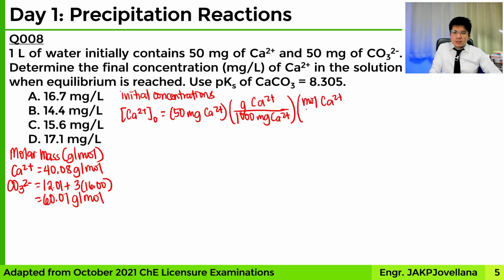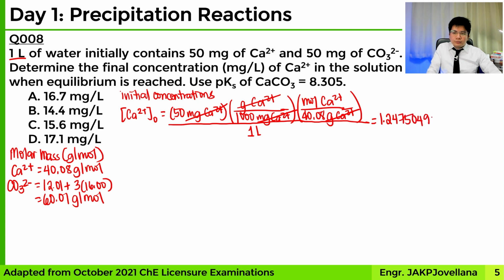Moles of Ca2+ is equivalent to 40.08 grams of calcium 2+. Then, divided by the total volume, we are given 1 liter of water. So, divide by 1 liter. So, cancel milligrams of Ca2+, cancel grams of Ca2+, and we'll have moles of Ca2+ per liter. So, the first concentration is given by 1.2475 times 10 to the minus 3 molars of Ca2+. In our calculator, we will use this later, so let us store this to variable A.